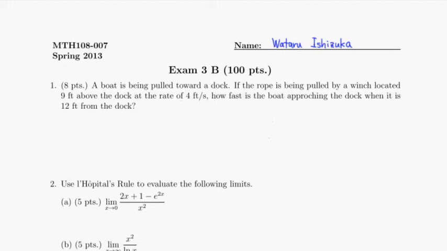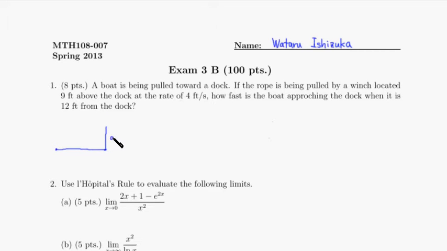Okay, let's look at exam 3B, problem number 1. A boat is being pulled toward the dock. So let's say I'm going to put a boat right here, and here is the dock right there, and the rope is being pulled by a winch located 9 feet above the dock. So it's going to be up here.